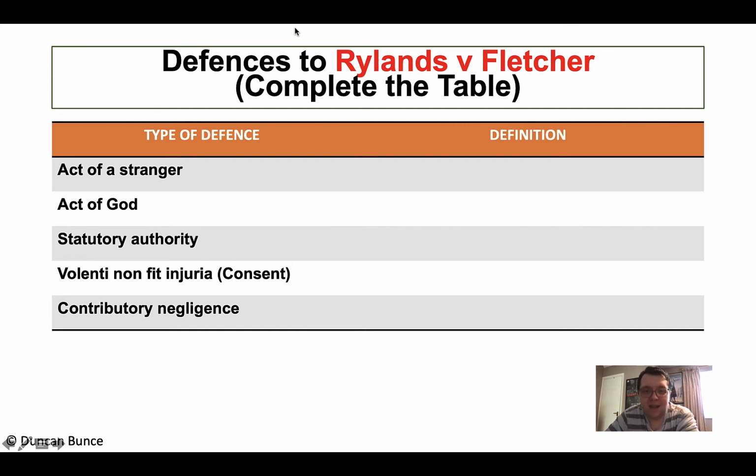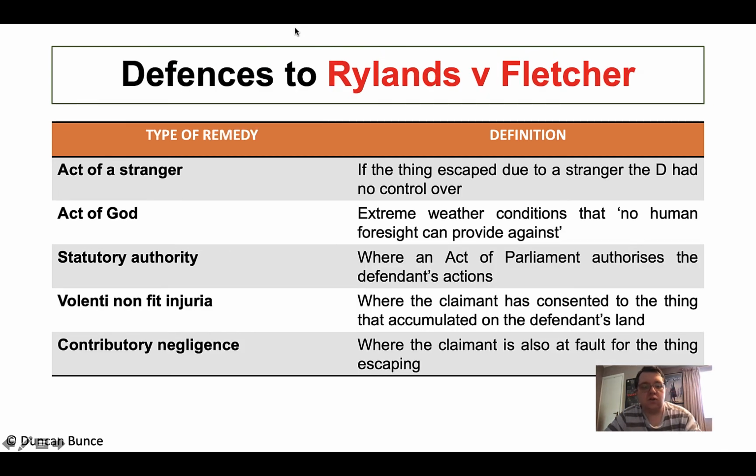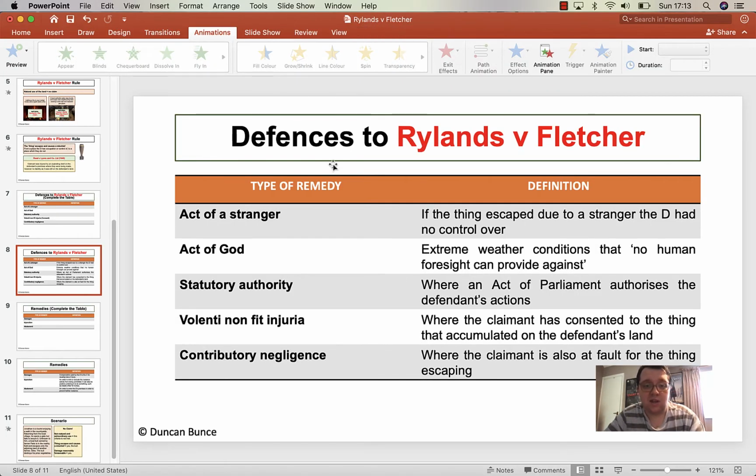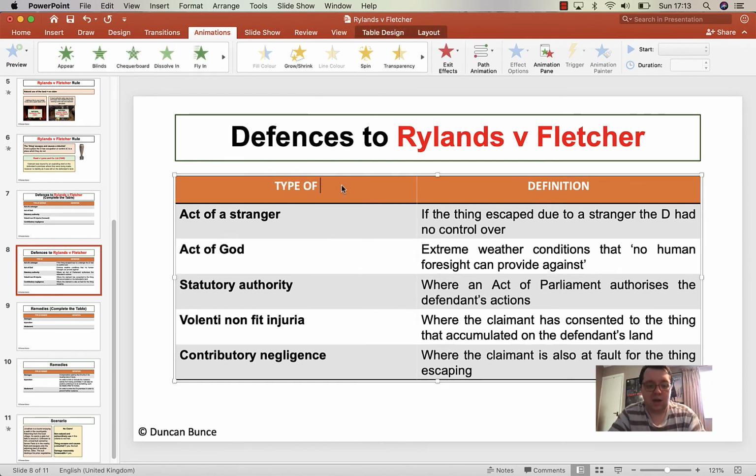You can use your textbook. Of course, I'm going to cheat because on the next bit here you've got the answers. And again, I just need to change that table, don't I? Type of defence. There we are.